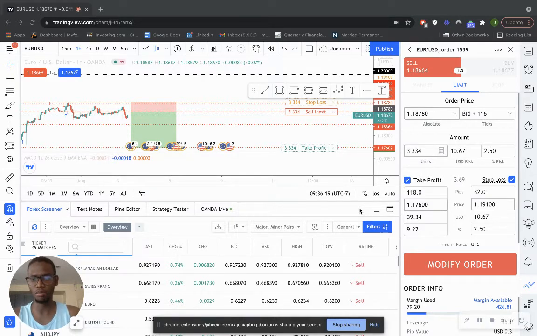Today we'll be talking about a couple of things, my trading strategy, and my current setups for the week of August 3rd, August 2nd to the end of the week.